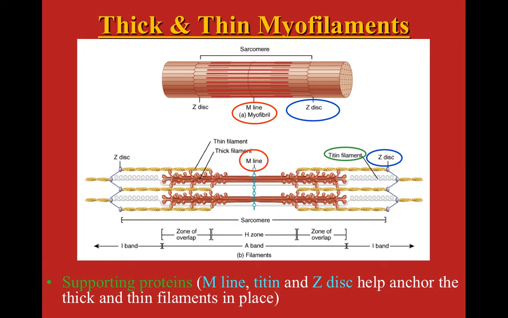Now if we were to zoom in on this M line where the thin and thick filaments are overlapping each other, here's what we see. We have what's called the H zone. Then we've got zone overlap here and here. The A band is where we see the thick filaments, okay? And the I band is where we see just the thin filaments. And the Z disc lies in the middle of the I band, really. And we see the M line rides in the middle of the A band, okay?